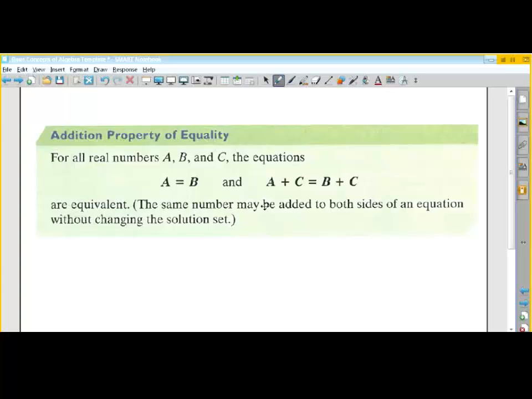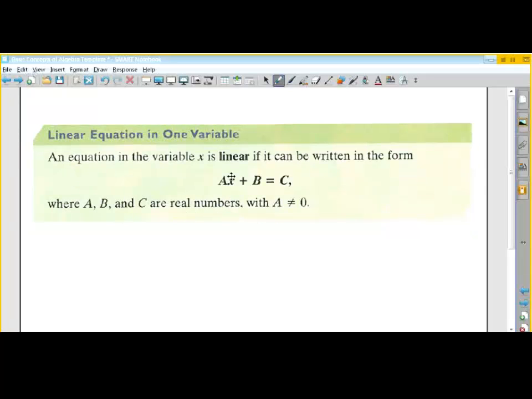So the same number may be added to both sides of an equation without changing the solution set. So if we have a linear equation like this and I add the same number to both sides, I still have the same solution.